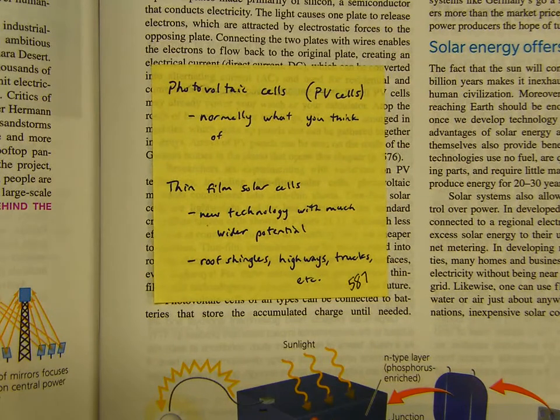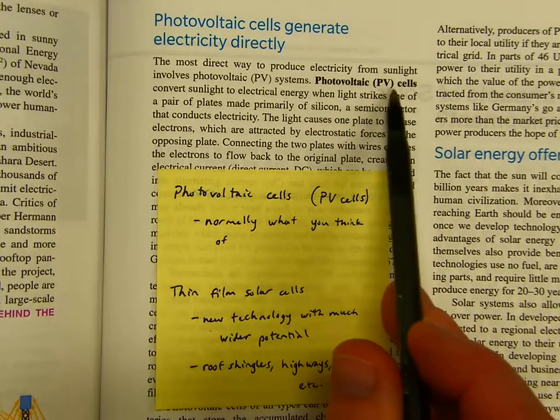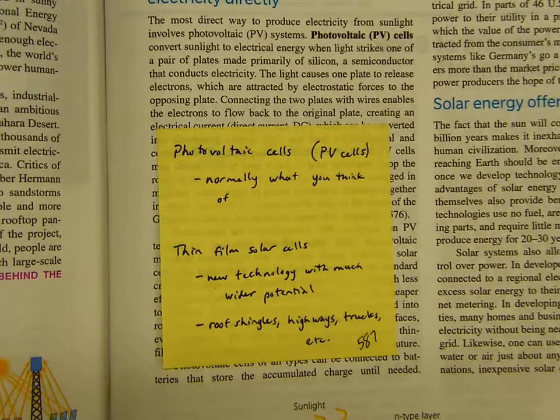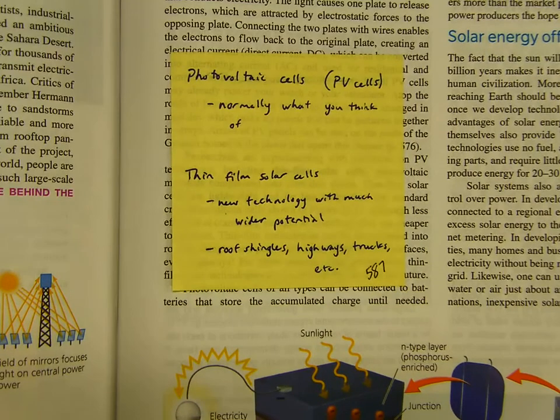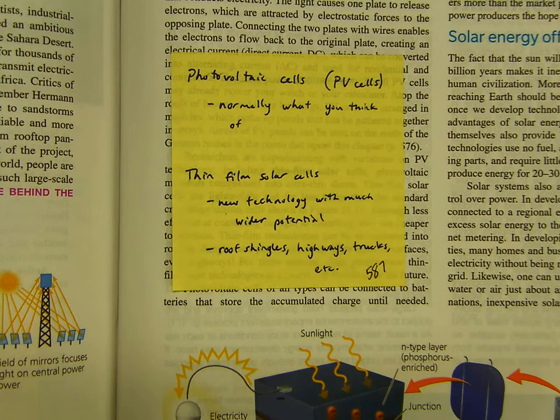There are these things called photovoltaic cells. They also just say PV cells, like you can see abbreviated right there. They are normally what you think of when you think of a solar panel. You stick one on top of your house. They're a thin film of solar cells. They're a newer technology, and that's why they're called these new alternatives or new renewables, because they've got a whole bunch of potential.